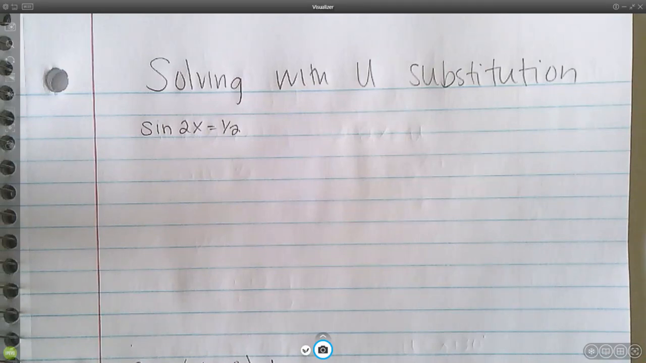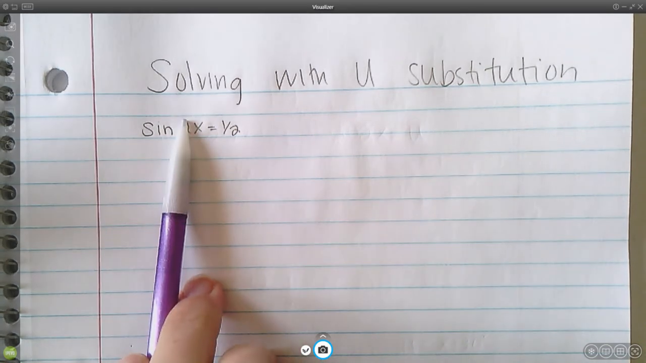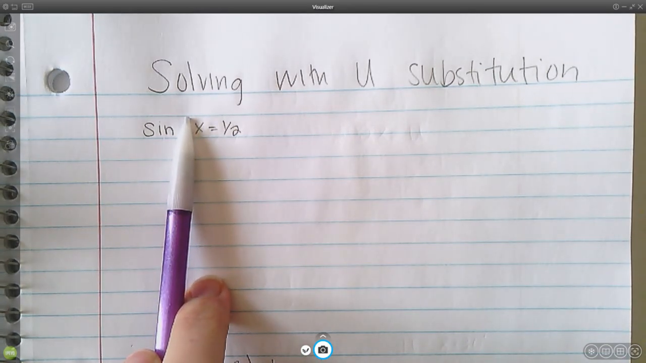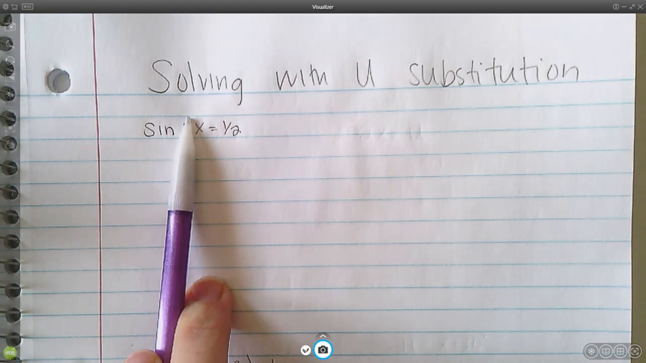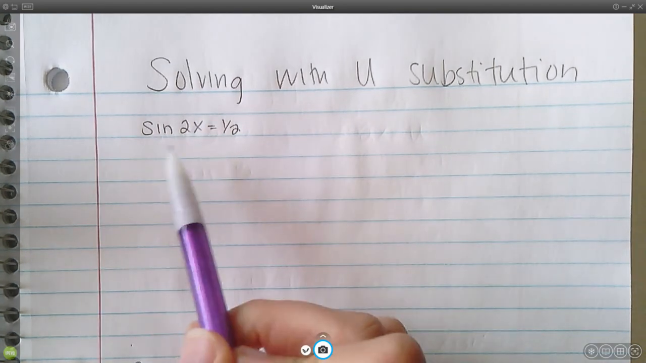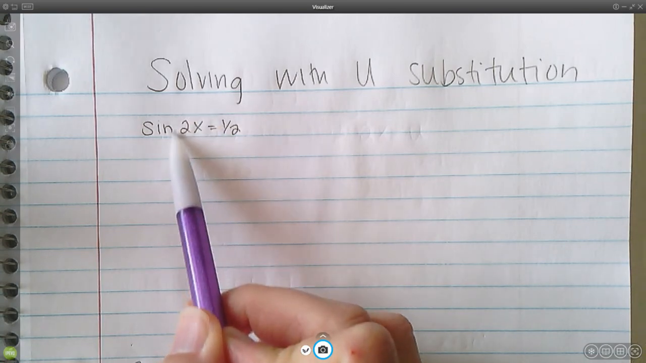Okay, so today we're going to look at something called solving with U substitution. If we have the problem sine of 2x equals 1/2, and we were doing what we did a couple days ago, if I covered up this 2, you would just have x. Then you could go to your unit circle, see where sine is 1/2, and you have your two answers. But now we have this 2x in here.